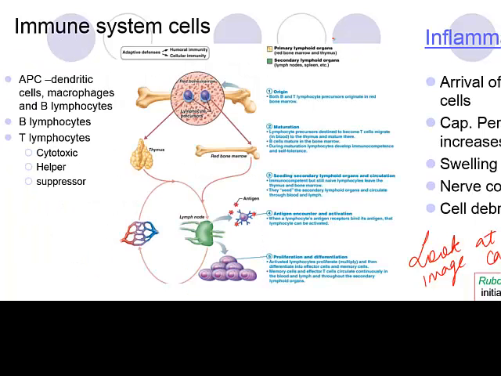Okay, so here let's look at immune system cells. There are three basic types of immune system cells. APC stands for antigen presenting cell, and we will be talking about this all the time.